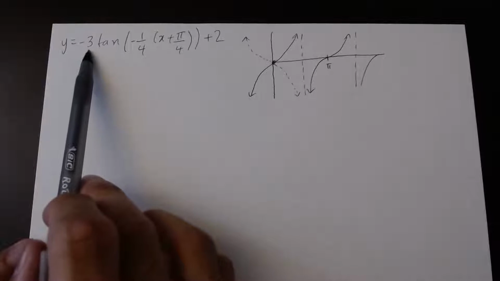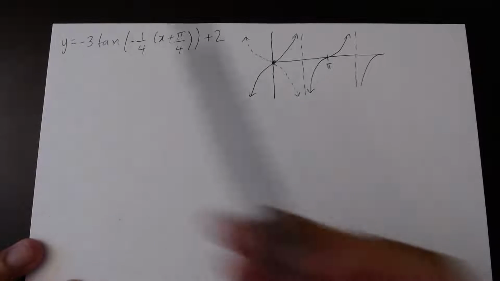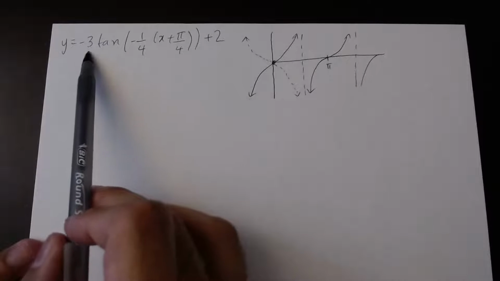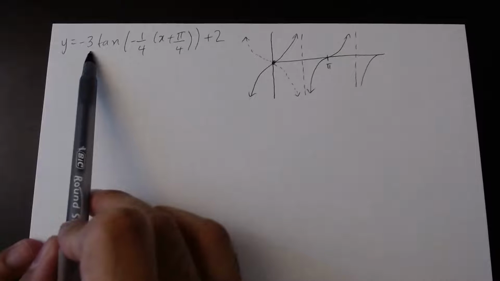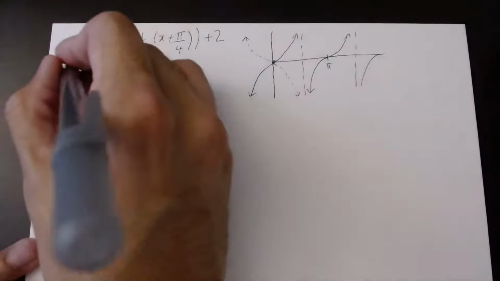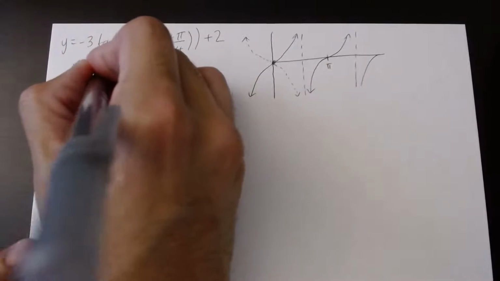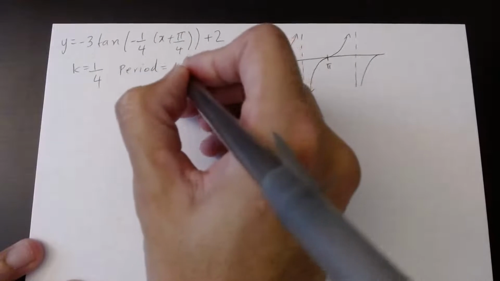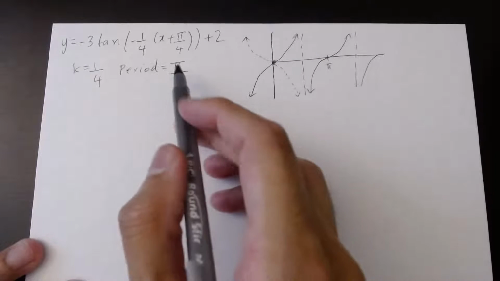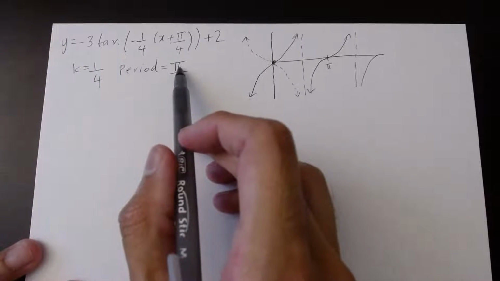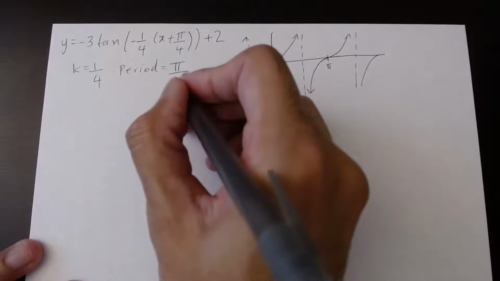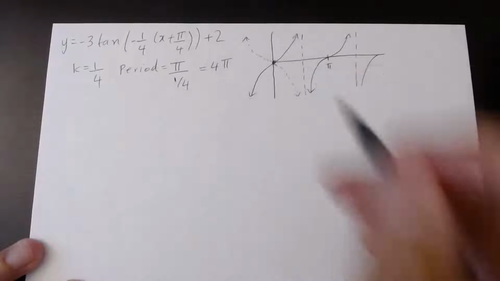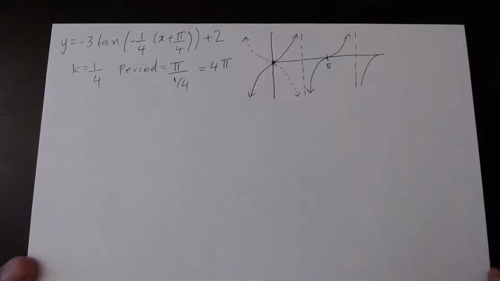The next thing we can look at is the amplitude of 3. Now the amplitude for tan graphs does not affect the graph at all, so we do not have to worry about the amplitude. My k value is 1/4. Now I can find my period, which is just pi over k for a tan graph. For sine and cos, it's 2 pi, but for tan, it's just pi over k. So pi over 1/4, which is basically a period of 4 pi.